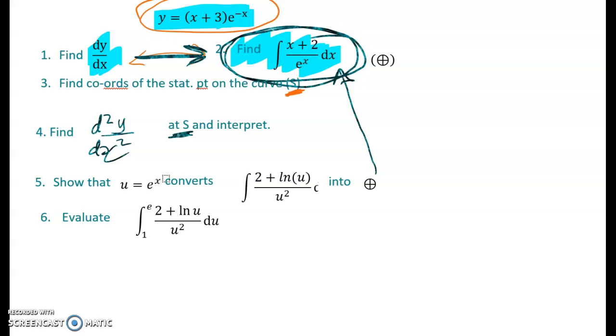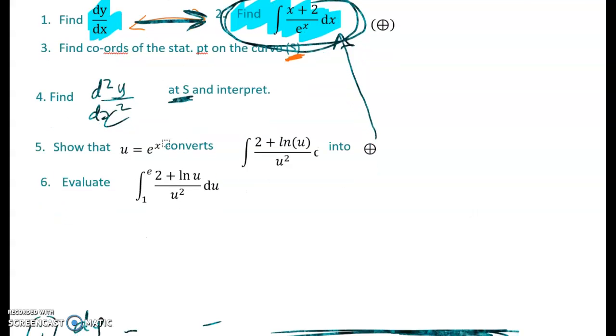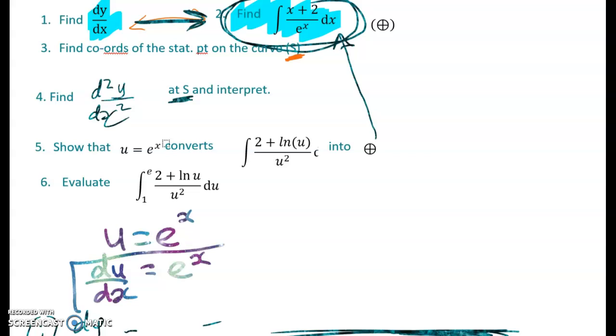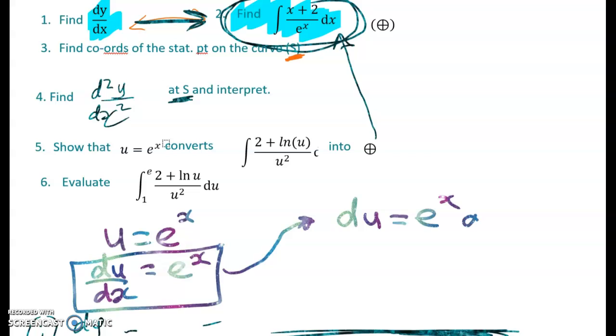So when we do substitution, we just have to make sure that we convert all of the bits. So if u is equal to e to the power of x, then the first thing I'm going to do is to differentiate it with respect to x, and I get this. Now the new method that we've learned is that we can separate that du and dx and rewrite it like this. So du is equal to e to the x times dx.